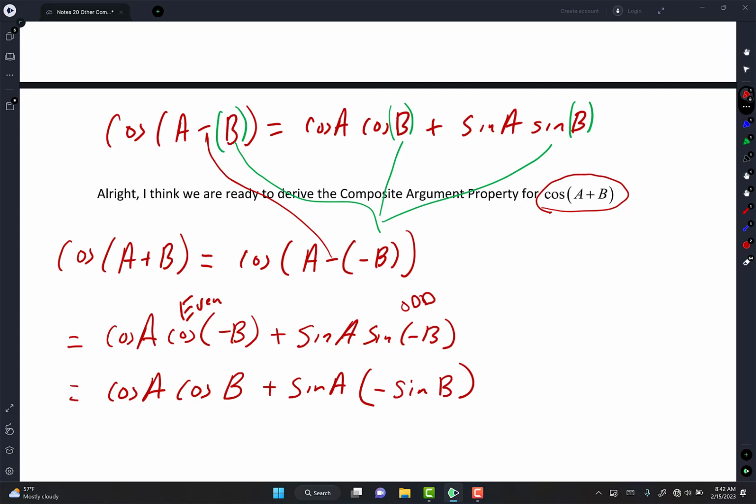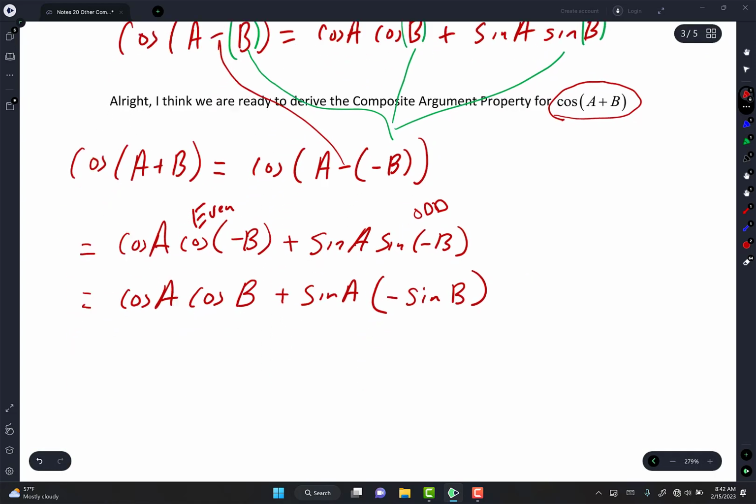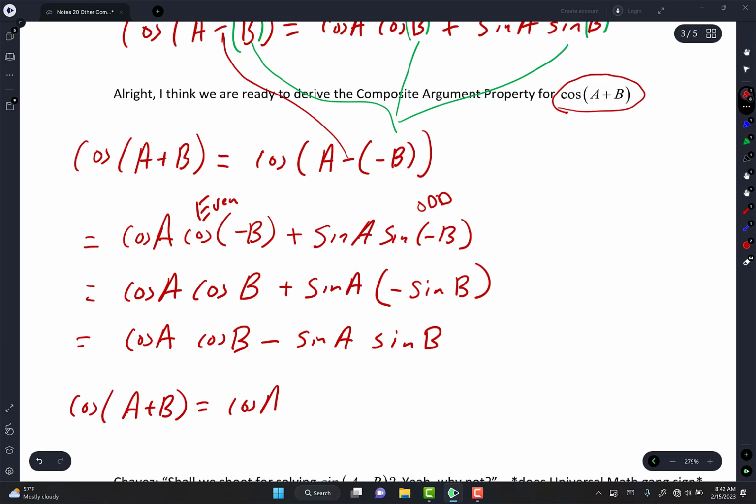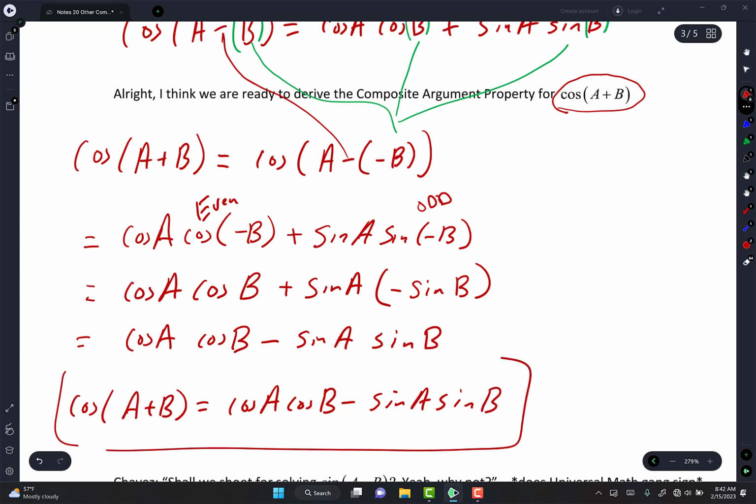Are we okay so far? What is positive times a negative? Negative. Cosine A, cosine B, minus sine A, sine B. And look, there it is, guys. We just came up with this rule: cosine of A plus B is equal to cosine A cosine B minus sine A sine B. Underline. Now you know two of them.